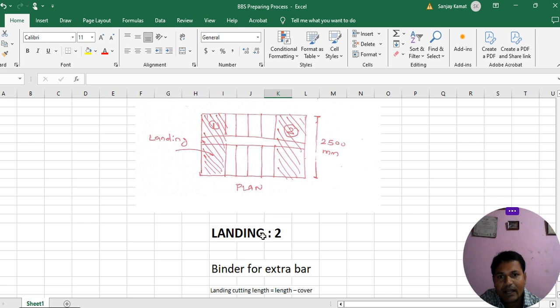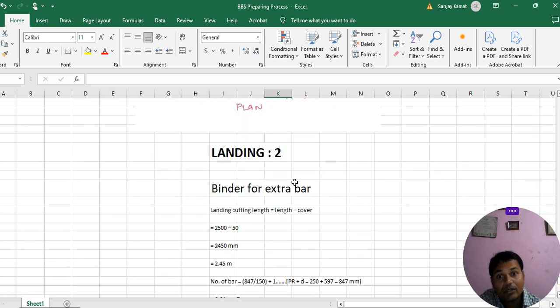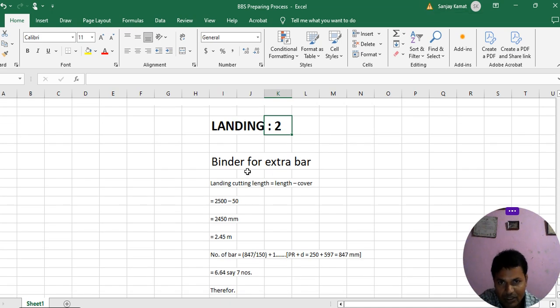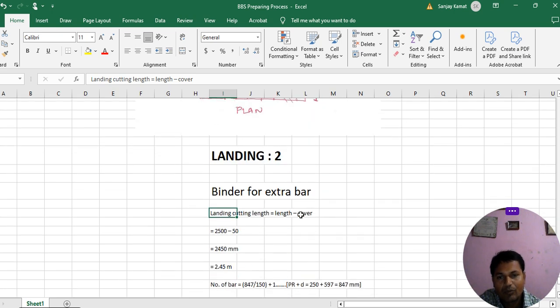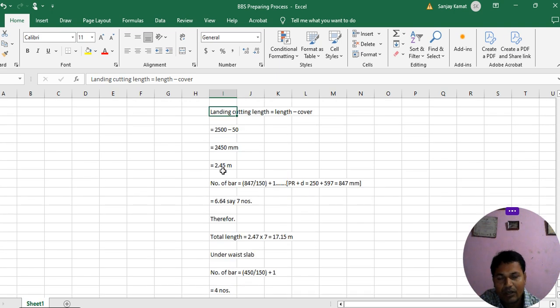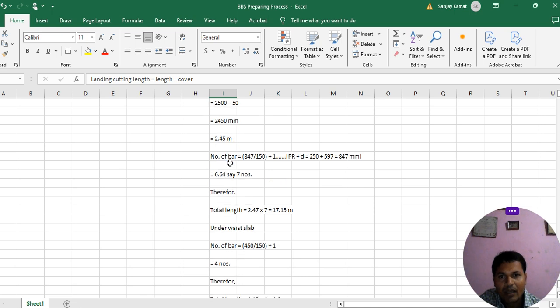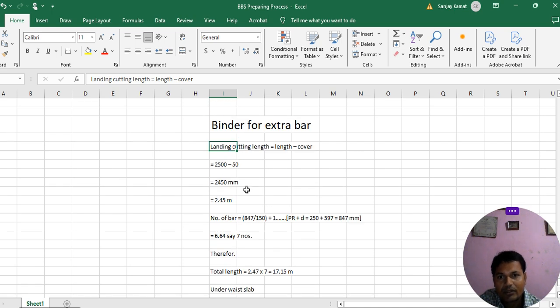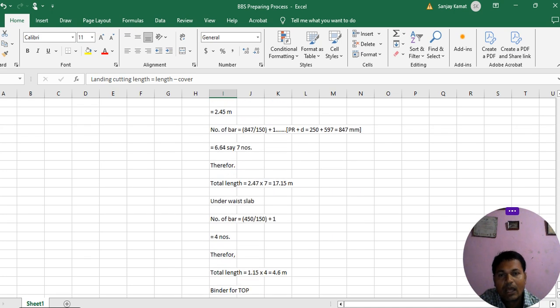After doing this, we have to do it for the landing too. Just as we have calculated, in the same way we can calculate for the landing too. So how to calculate the binder for the extra bar? We have a formula. Landing cutting length is equal to length minus cover. Substitute all these values for landing 2 also, and we will get the landing cutting length as 2.45 meter.